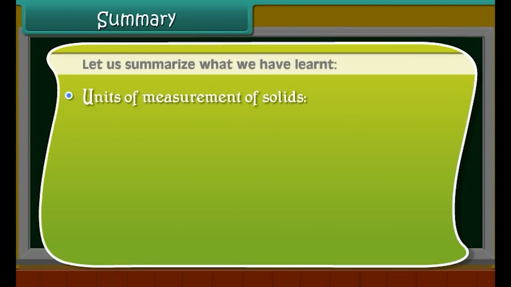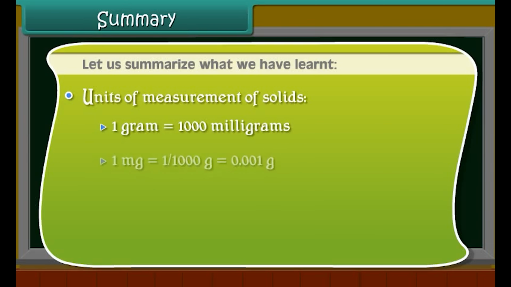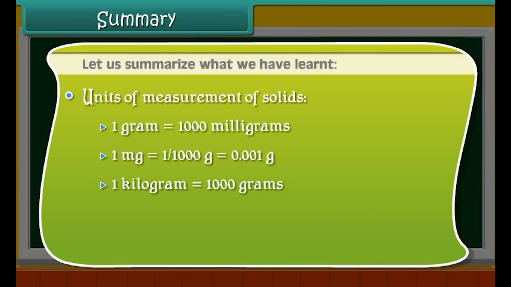Unit of measurement of solids. 1 gram is equal to 1000 milligrams. 1 milligram is equal to 1 by 1000 grams. That is equal to 0.001 gram. 1 kilogram is equal to 1000 grams. 1 gram is equal to 1 by 1000 kg. That is equal to 0.001 kg.